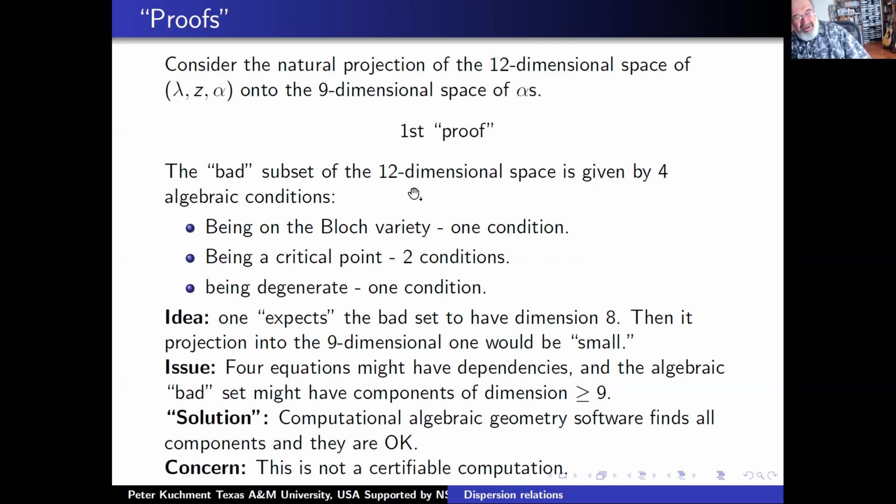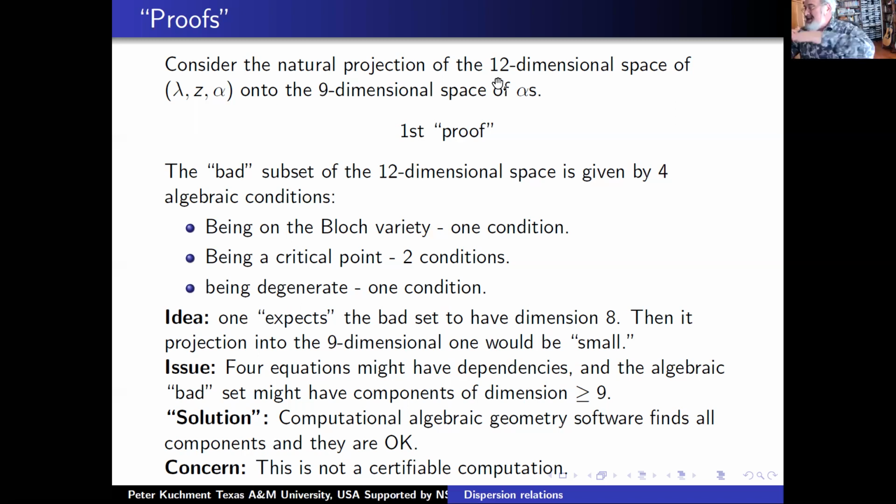is the following. Look, we have a 12-dimensional space of parameters. z, which is 2-dimensional, the multiplier lambda, which is 1-dimensional, and alpha, which is 9-dimensional. So our dispersion relation sits in this 12-dimensional space. And now I project onto the 9-dimensional space of alphas. Now look, the condition of being a degenerate critical point has 4 algebraic conditions. First, you have to be on the Bloch variety, so you should satisfy this determinant equal to 0. Second, it should be a critical point: 2 derivatives should be 0 in the 2 directions of z. That's 2 more equations. And being degenerate is 1 more condition, that the Hessian matrix is degenerate. So you have 4 conditions in 12-dimensional space.